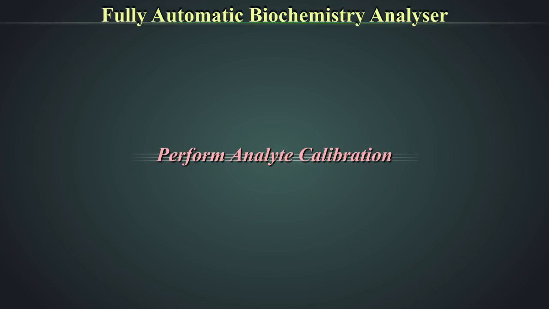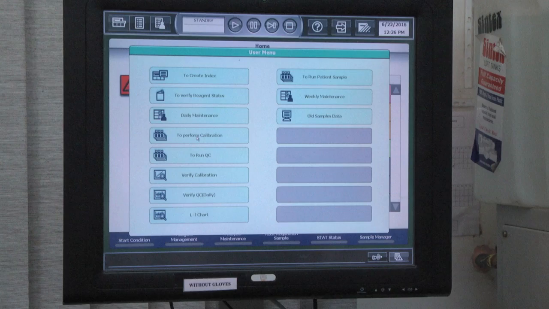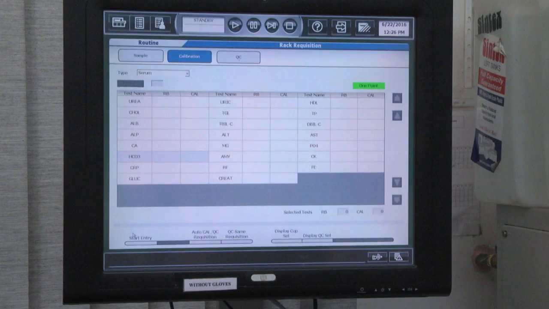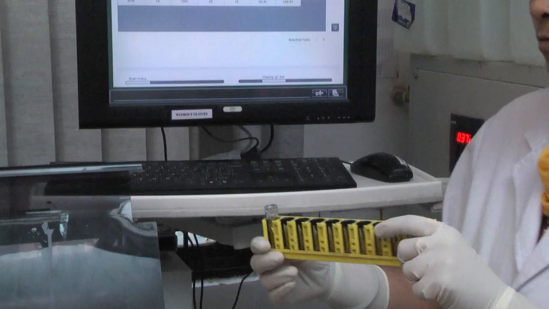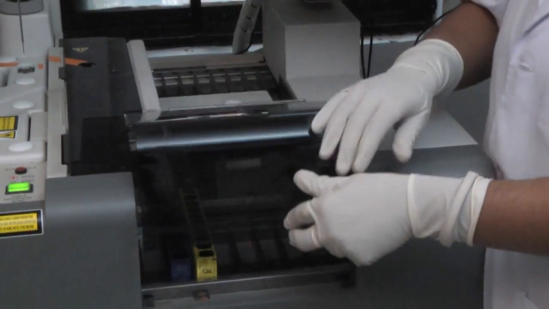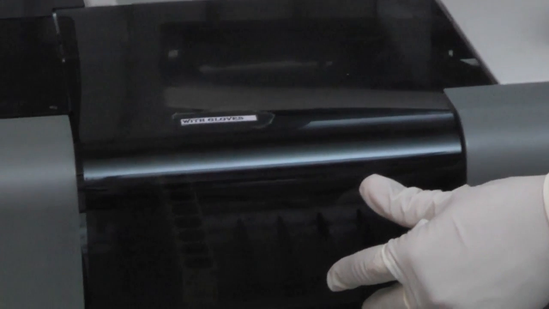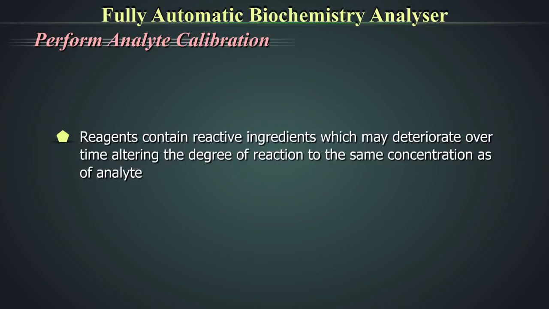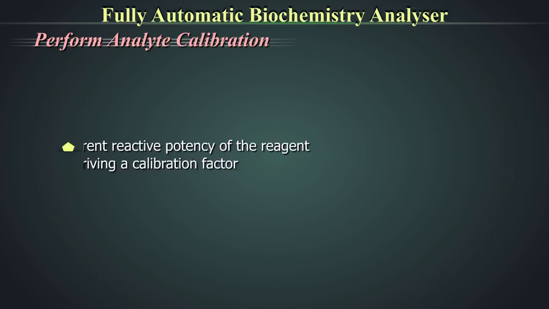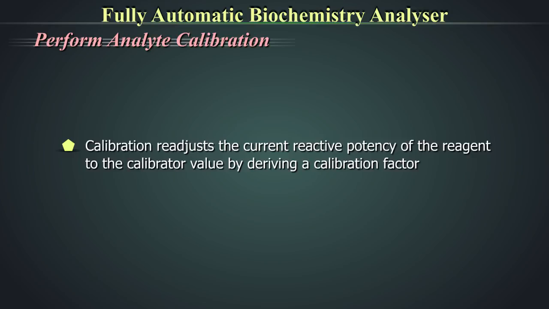Perform analyte calibration. During a reagent check, the system automatically orders reagent blank and calibration check for all parameters. Calibrate the analytes requiring calibration. Calibrators are materials with known values which are traceable to the SI unit through an unbroken chain of comparisons. Reagents contain reactive ingredients which may deteriorate over time, altering the degree of reaction to the same concentration of analyte. A calibration readjusts the current reactive potency of the reagent to the calibrator value by deriving a calibration factor.